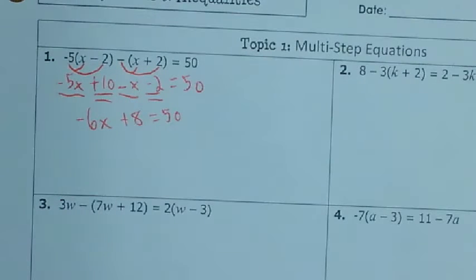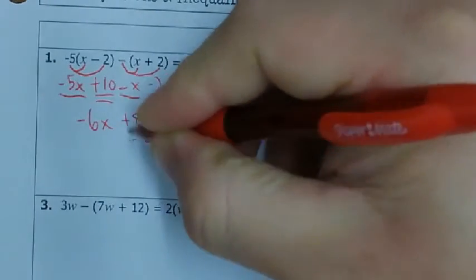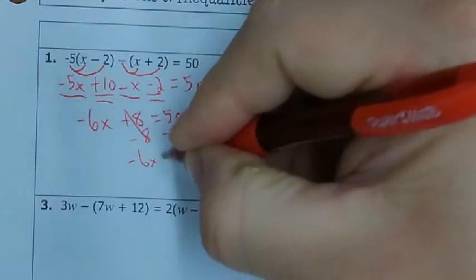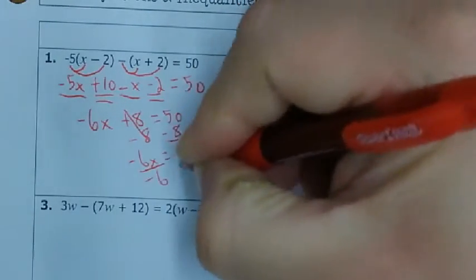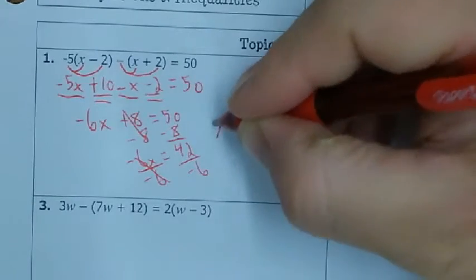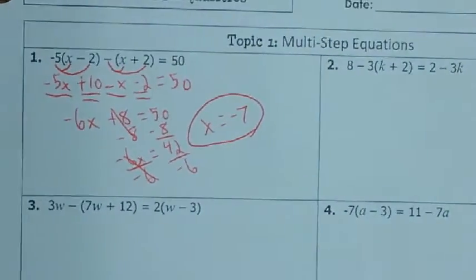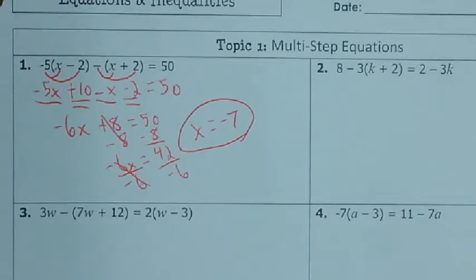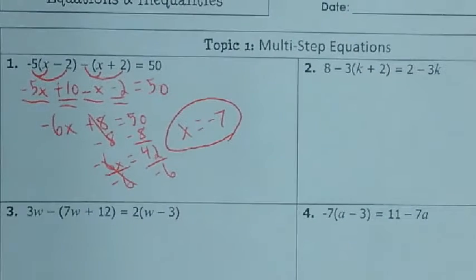Anybody have questions on what I've done so far? Okay, then at that point, it's a nice, easy two-step equation. So you're just going to subtract 8 on both sides. They give you -6x equals 50 minus 8 is 42. Divide by -6, and you get x equals -7. Questions? I think I may have even done that one with you all.